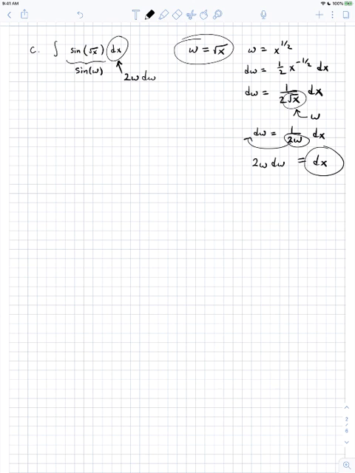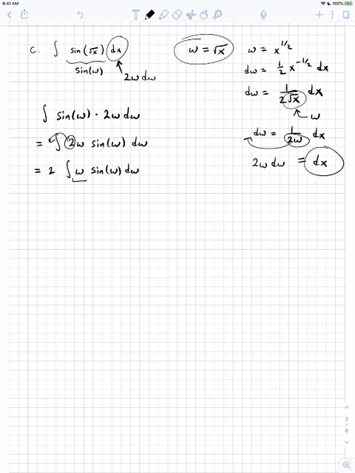So what do we end up with? We have the integral of sine of w times 2w dw. Now this looks like problems that we've seen before. The integral of 2w sine w dw. There we go. Now we can actually take the 2 out. So this is 2 times the integral of w sine w dw. And now we can use integration by parts on this one.